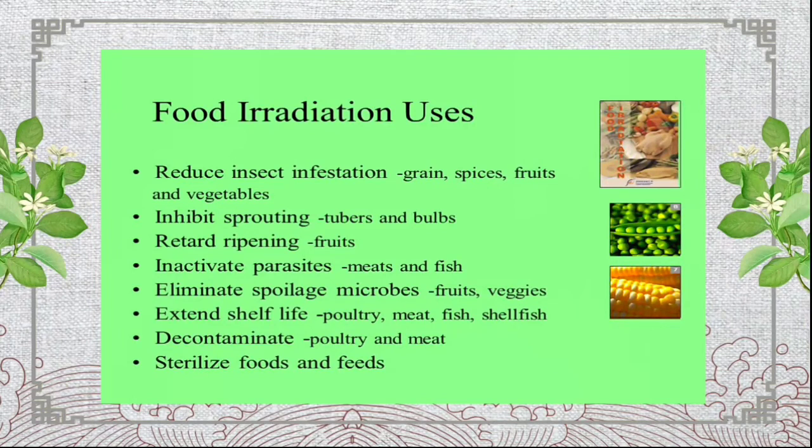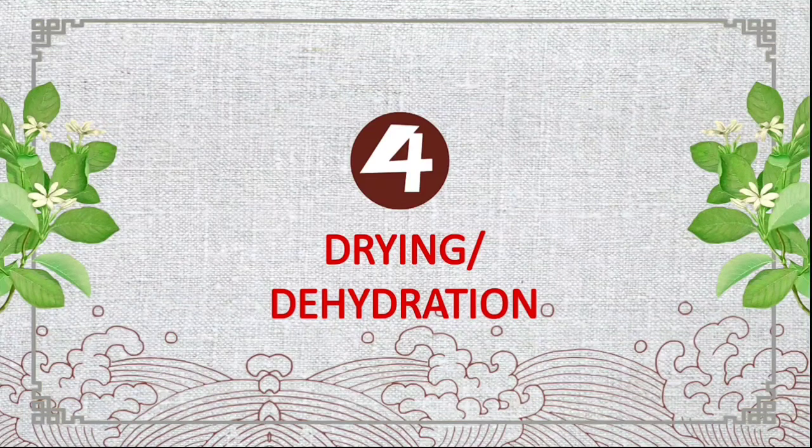Food irradiation is used to reduce insect infestation in grains, spices, fruits and vegetables, inhibit sprouting such as in tubers and bulbs, retard ripening in fruits, inactivate the parasites in meats and fish, eliminate the spoilage microbes in fruits and vegetables, extend the shelf life of poultry, meat, fish and shellfish, decontaminate poultry and meat, and sterilize food and feeds. The last method is drying or dehydration.